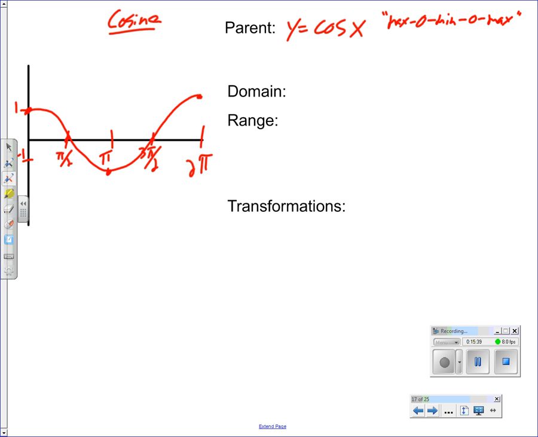So domain and range are going to be the same as they were for the sine function. All real numbers we can put into the domain. For cosine, you put in an x value, you'll get back a y value. But all those y values, just like for sine, will be between -1 and 1.